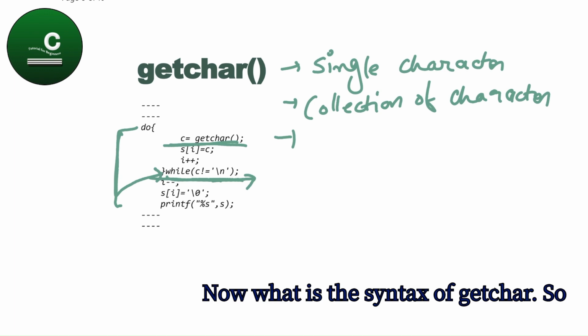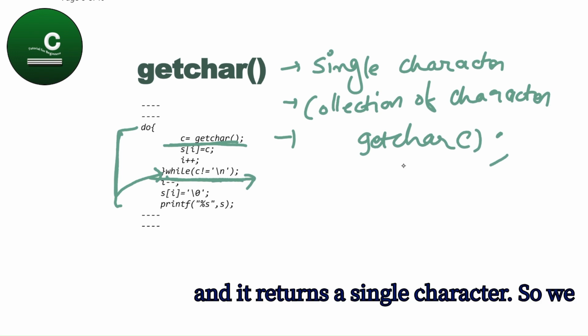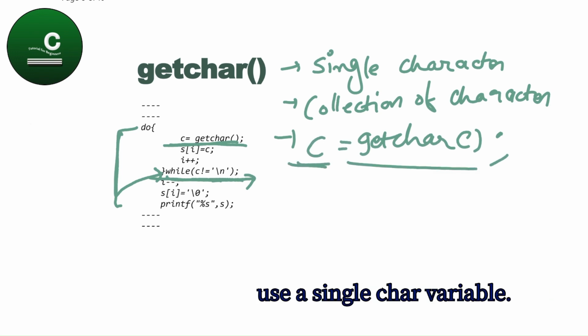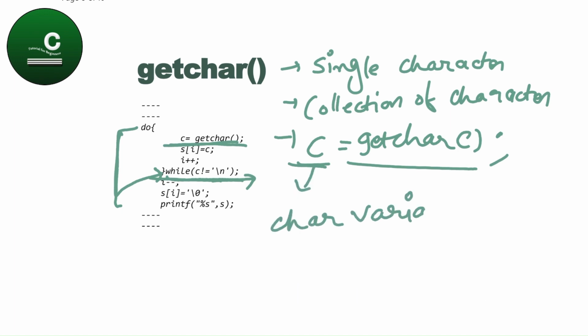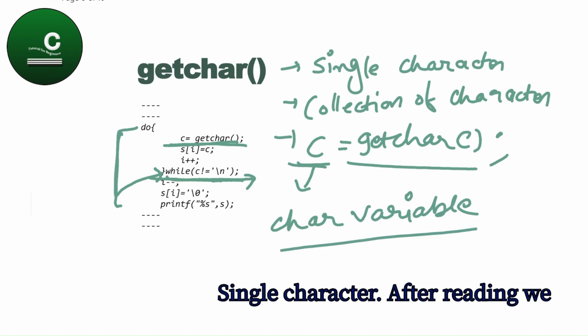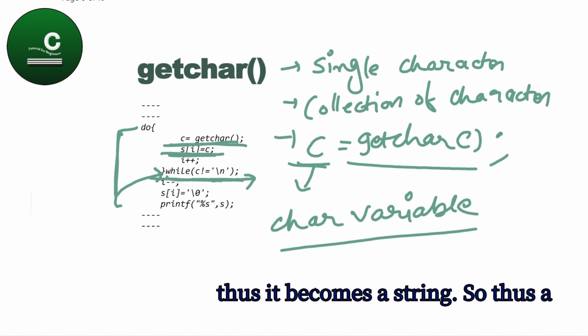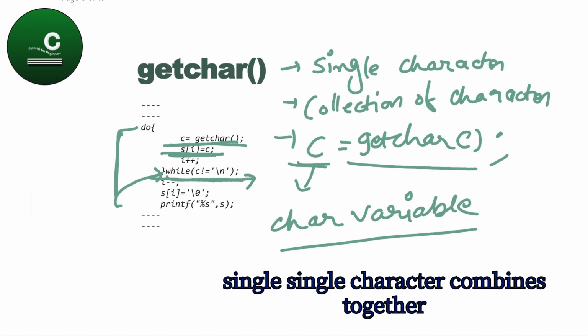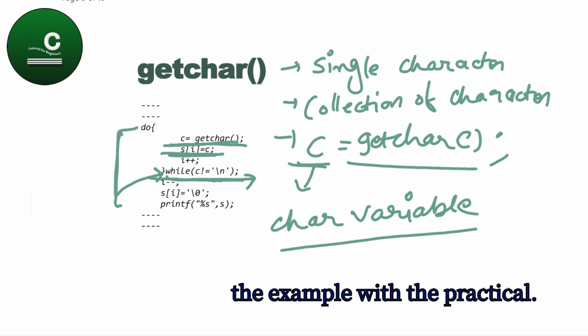Now, what is the syntax of getchar? getchar is the function name and it returns a single character. So we use a single char variable. c is a char variable which stores a single character. After reading, we transfer it to the string and thus it becomes a string. So a single character combines together and makes a string. Let us learn it with an example in practical.